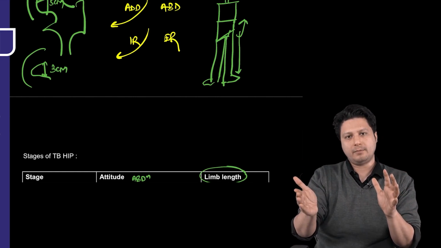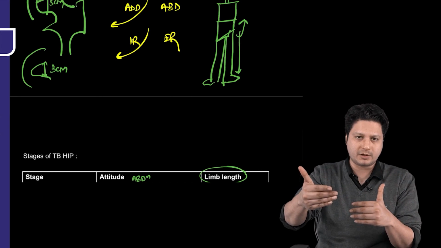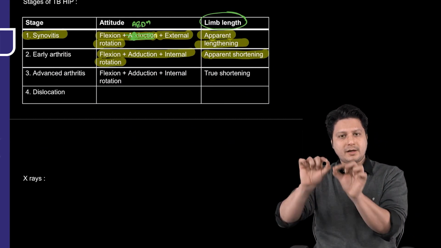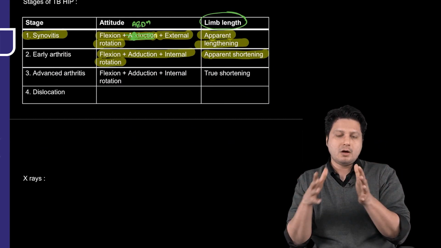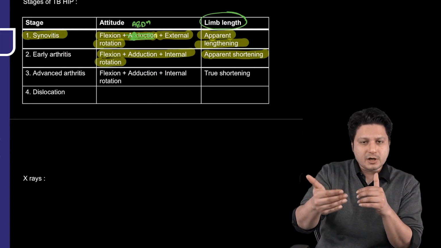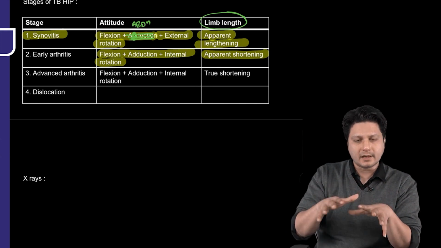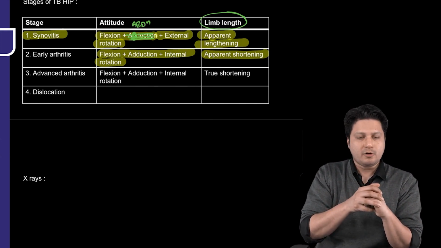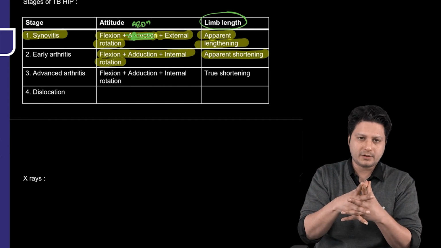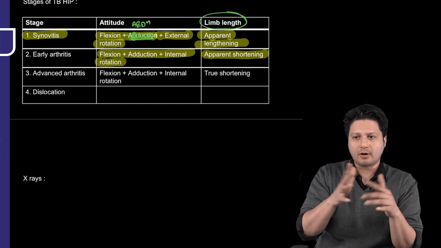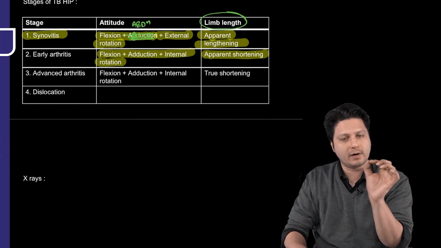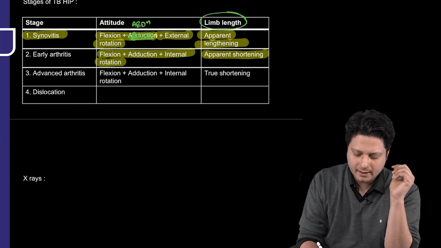The attitude will remain the same, although with increased angular deviations or increased angular severity. For example, the patient had a flexion, adduction and internal rotation deformity in early arthritis. What will happen in late arthritis? There will be flexion, but of increased angular deformity. There will be adduction, but of increased angular severity. There will be internal rotation, but with increased angular severity. For example, if previously it was 10 degrees of flexion, now it will have progressed to 20 degrees of flexion. If previously it was 5 degrees of adduction, now it has progressed to 10 or 15 degrees of adduction. So there will be increased severity, but the attitude will remain the same. That means flexion, adduction and internal rotation.